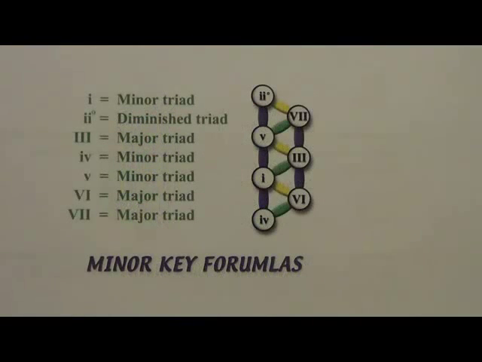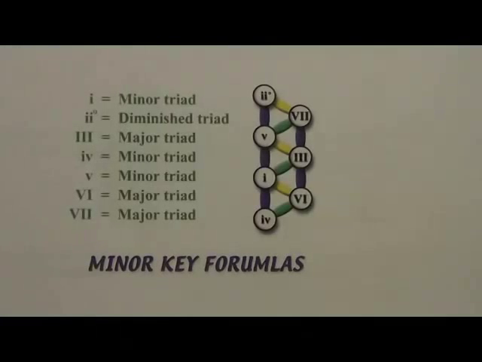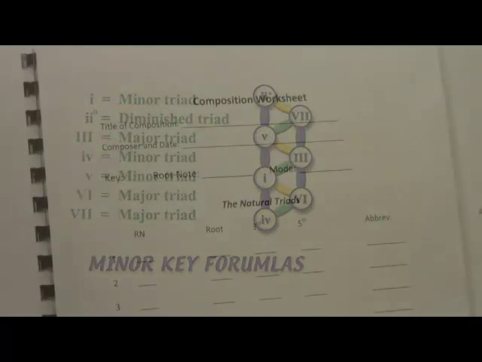Now this is the minor key triad formula. These Roman numerals are different. It looks like a mirror image of the major key triad formula, which is true, but the Roman numerals have different qualities for each one of the scale degrees.